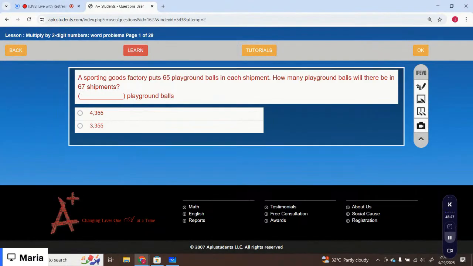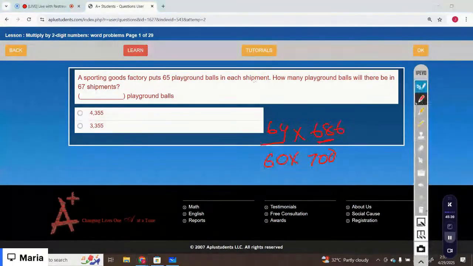A sporting goods factory puts 85 playground balls in each shipment. How many playground balls will be there in 67 shipments? So 85 playground balls, and the total shipments are 67. You need to multiply them. 85 times 67.